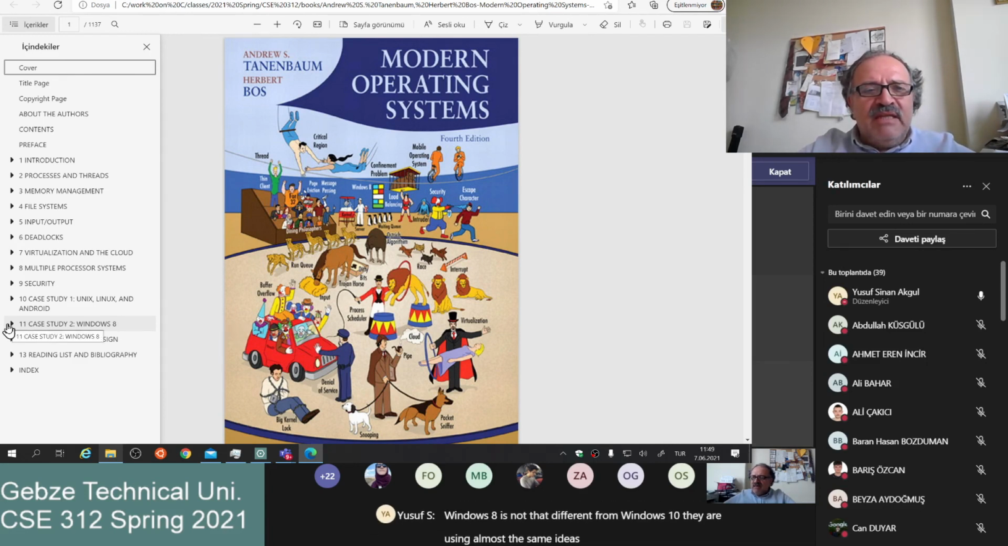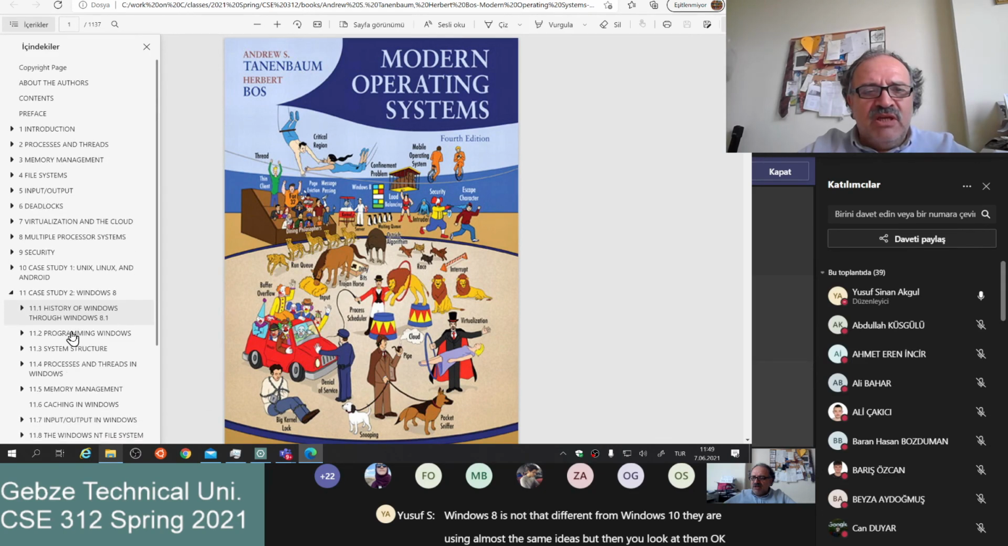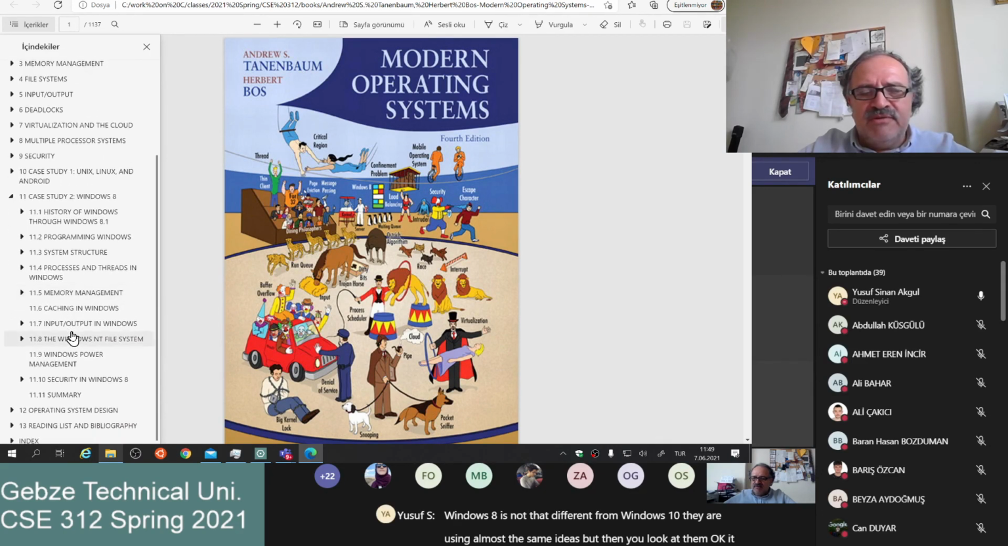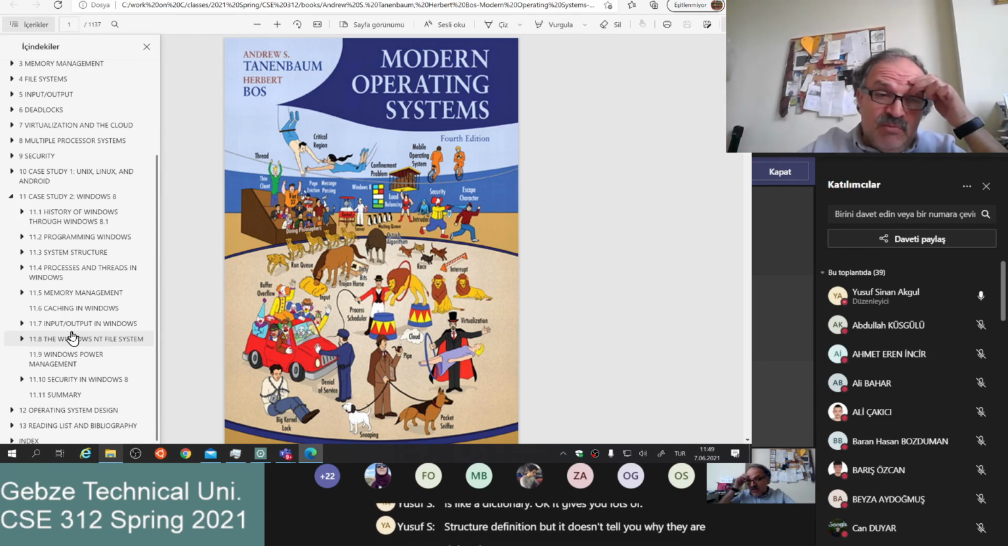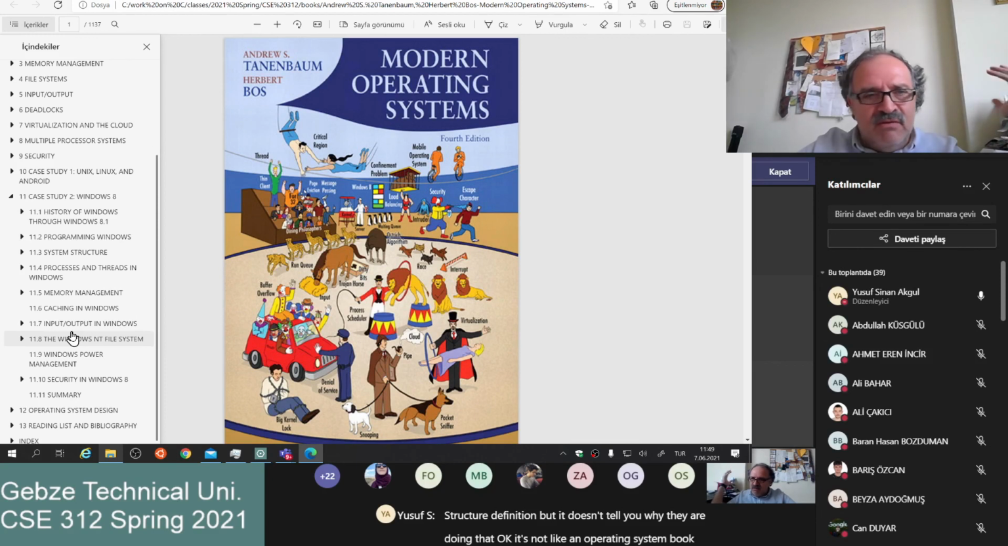But when you look at it, it doesn't talk much about the structure of the whole Windows. It's like a dictionary. It gives you lots of structure definitions, but it doesn't tell you why they are doing that. It's not like an operating system book. It's like a user manual or a reference manual kind of thing. But it's still useful.